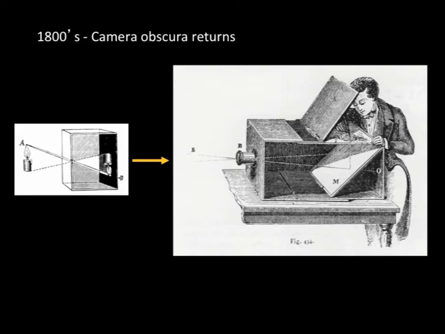1800s, camera obscura returns. Artists start using it to get more accurate perspective, but they design new cameras that you can actually see from the outside with a viewing screen, with a mirror, a reflex mirror in this example.